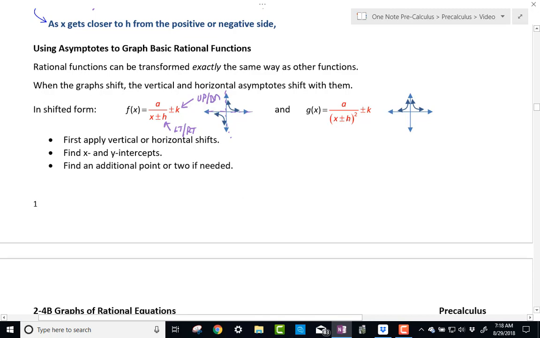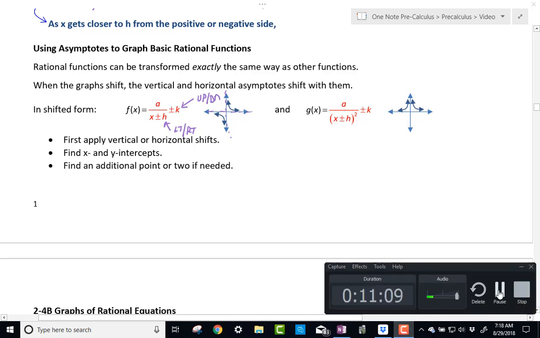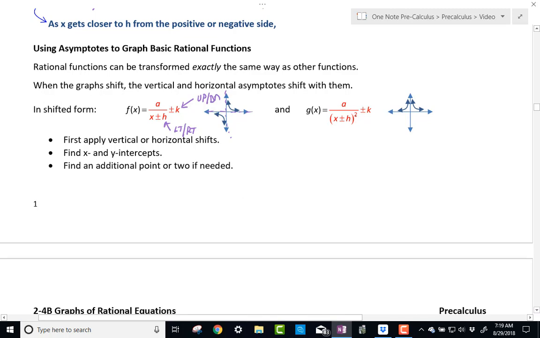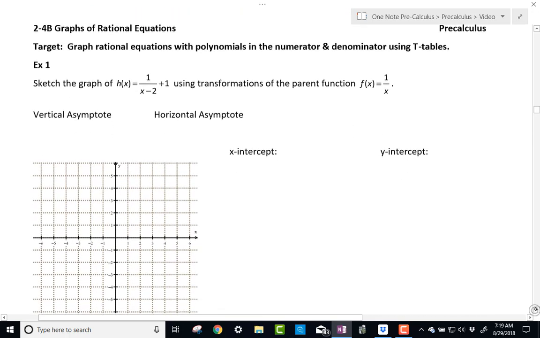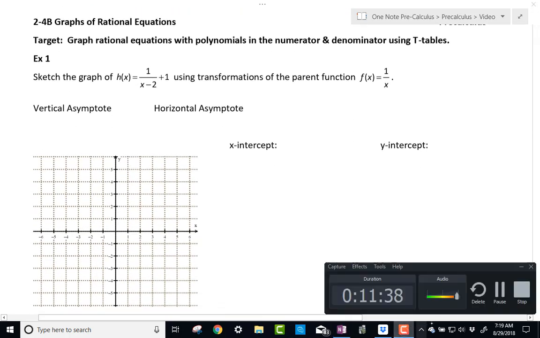If the function is a squared function with a positive a value on top, we get both curves going up like this. We saw one of these yesterday. And again, the h is your left-right shift, the k is your up-down shift. So if we can, we're going to first apply vertical or horizontal shifts. We're going to find our x and y intercepts, and then we'll do an additional point or two as needed. All right? I'm going to have to pause for now and come back to you guys later.